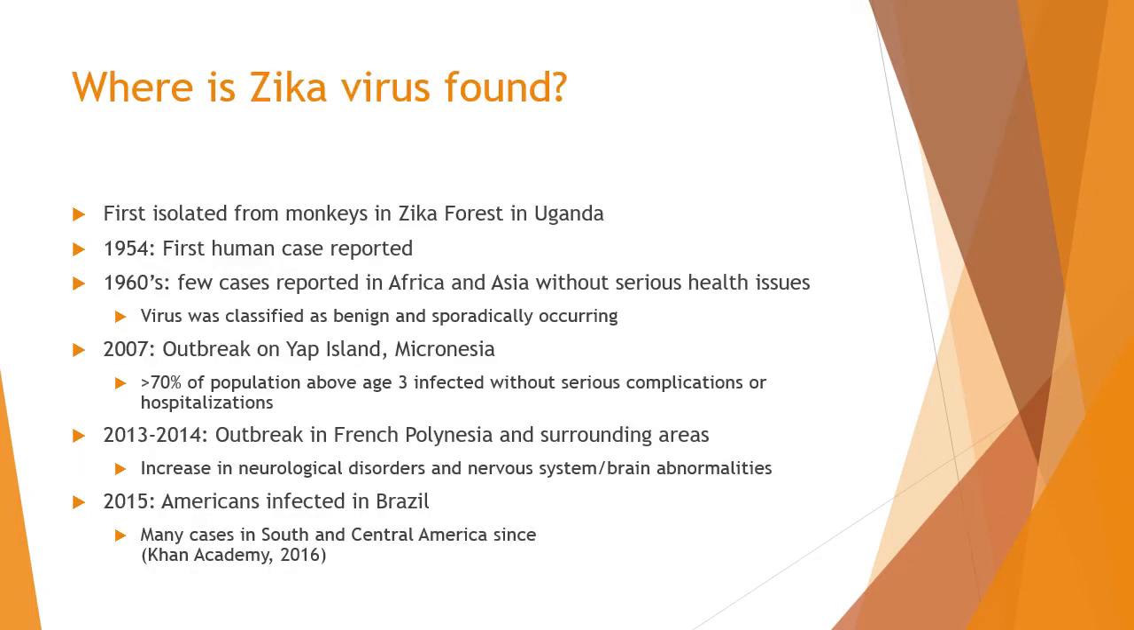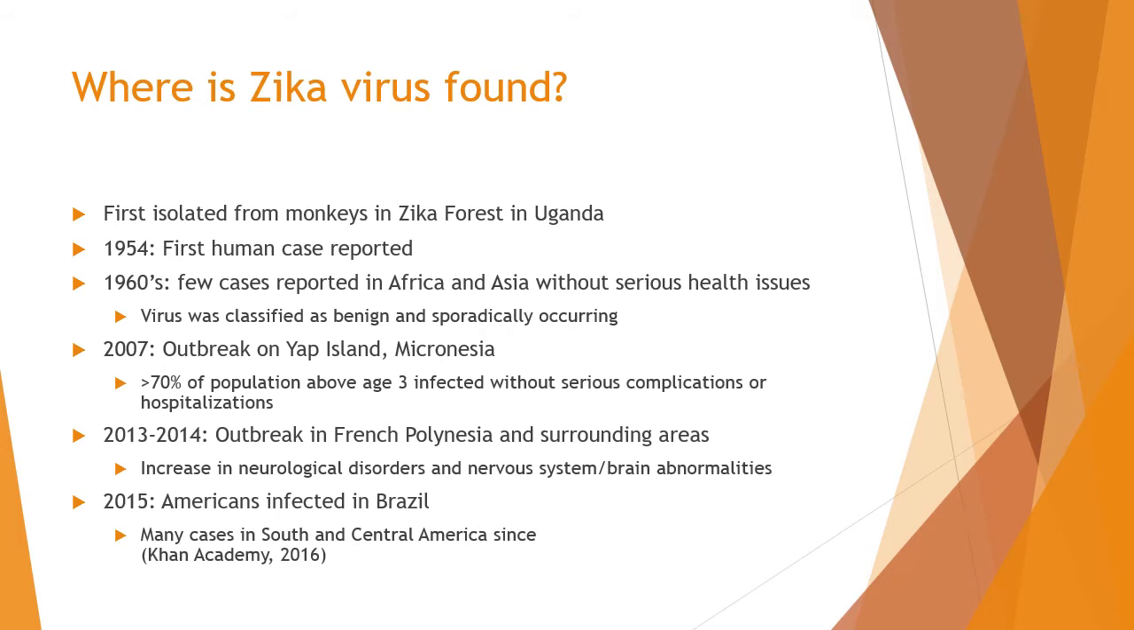Zika virus was first isolated from monkeys living in the Zika forest in Uganda in 1947, but the first reported human case wasn't until 1954. Since then, there were a few cases reported in Africa and Asia in the 1960s, but because there weren't any serious health issues noted, the Zika virus disease was classified as benign and sporadic.